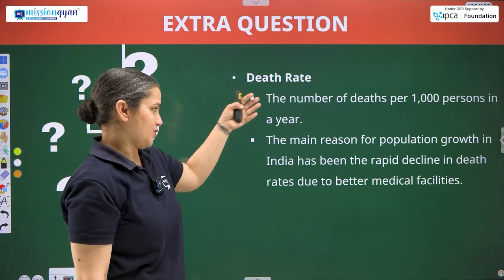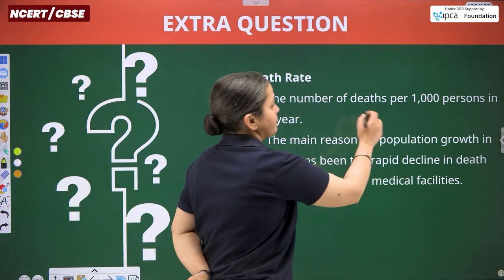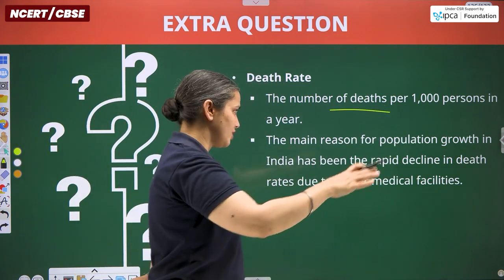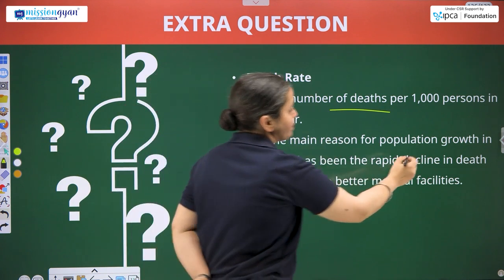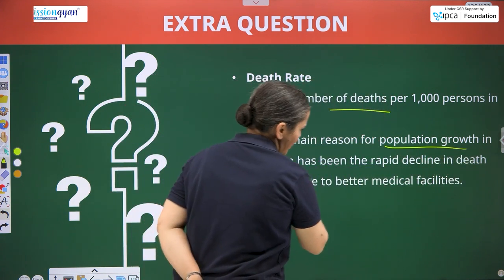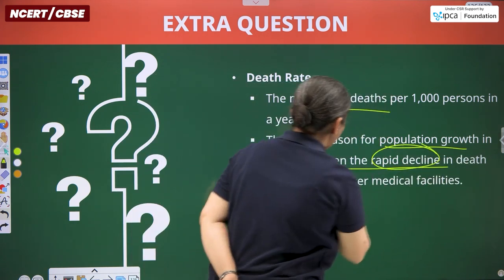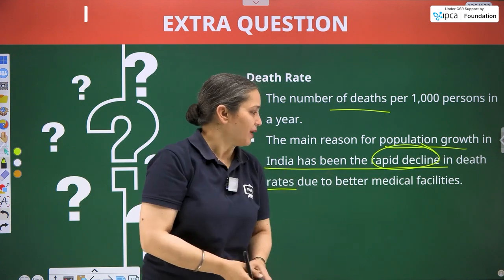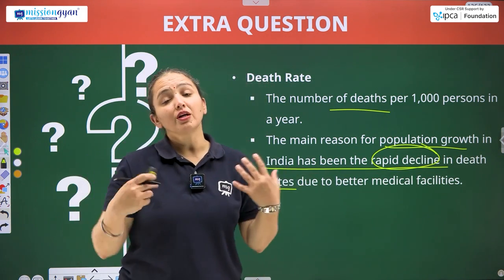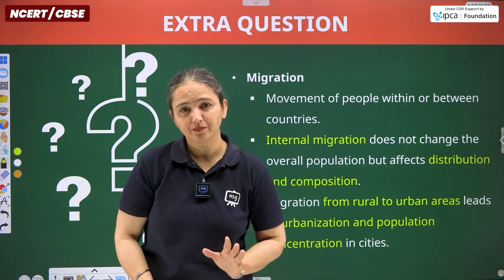Along with that, death rate: the number of deaths per 1,000 people in a year. The main reason for population growth in India has been the rapid decline in death rate, again due to better medical facilities, due to improved healthcare.